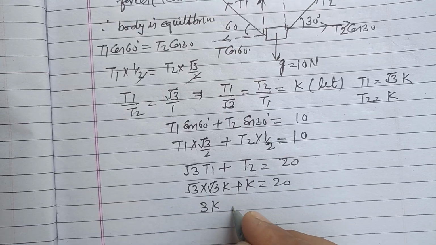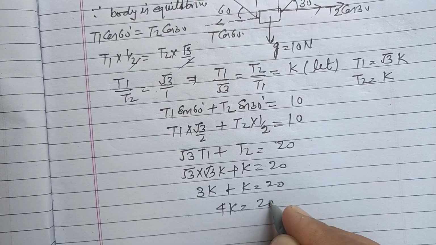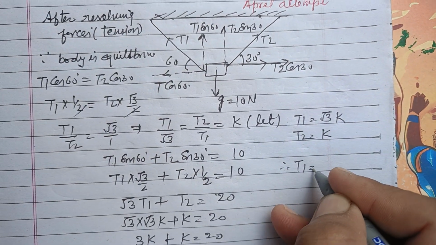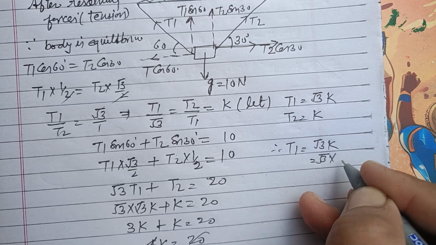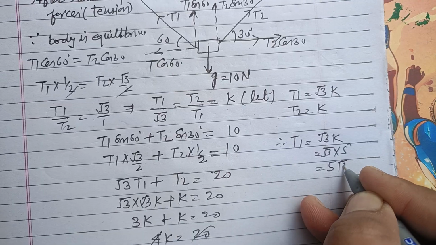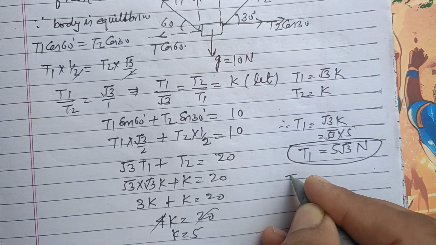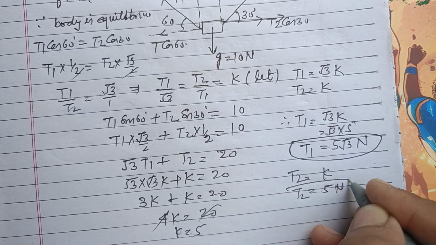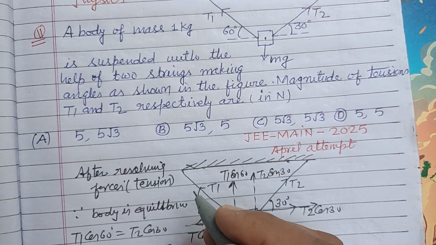So this is 3K plus K equal to 20. This is 4K, 20, K equal to 5. Therefore T1 equal to root 3 into K, which is root 3 into 5 or 5 root 3 Newton, and T2 equal to K, which is 5 Newton. So 5 root 3 and 5 Newton are the correct answer.